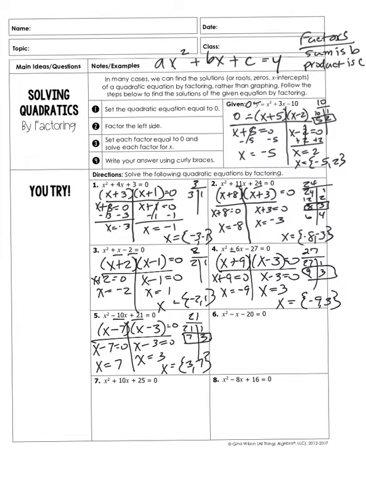Number 6, factors of 20. 20 and 1, 10 and 2, 5 and 4. We need them to add up to equal -1, so we're going to do 5 and 4. And since we need -1, we're going to make the 5 negative and the 4 positive.